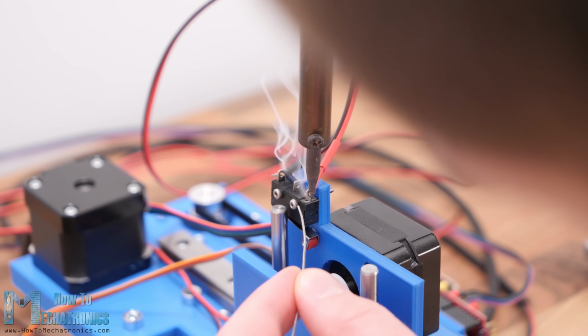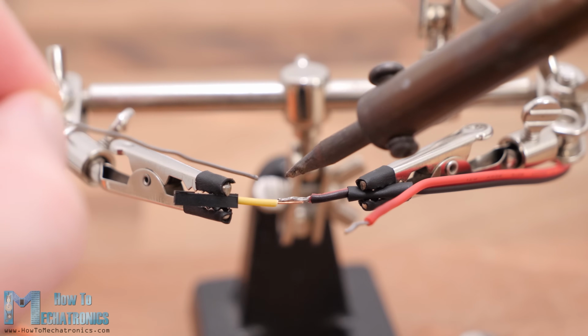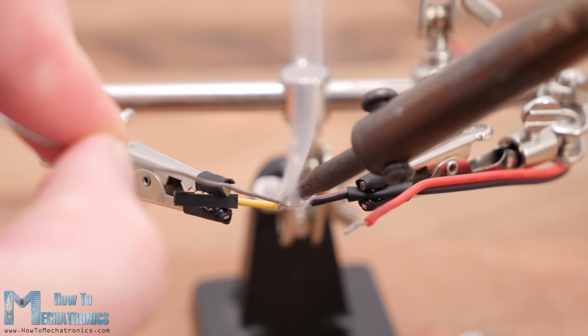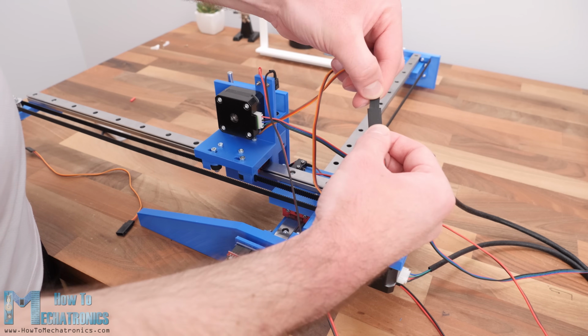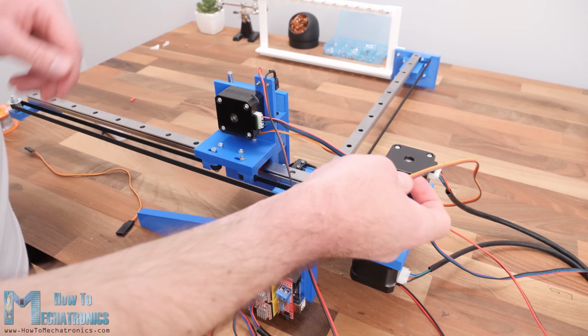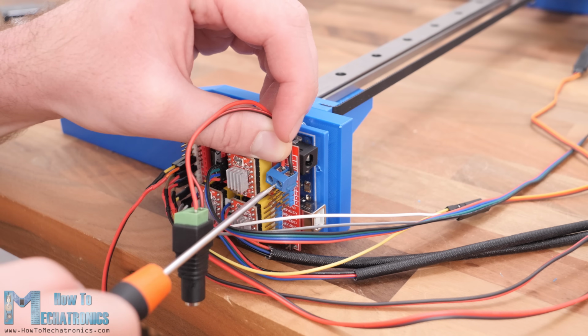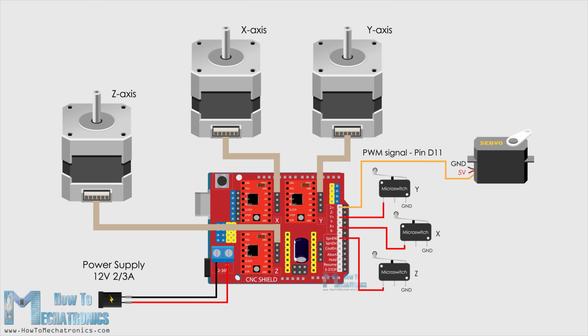For connecting the micro limit switches in place, I simply soldered wires directly to them and on the other side I soldered female pin headers which I got from some jump wires. As for the servo motor, I used some servo extension cables so that it can reach the CNC shield. For powering the machine, we need a 12 volt power supply. Nevertheless, here's a circuit diagram of how everything needs to be connected.